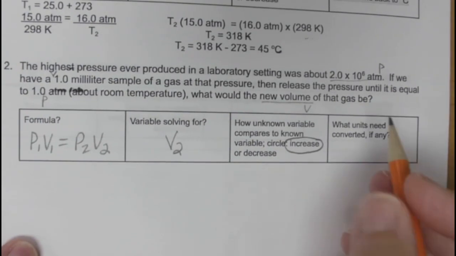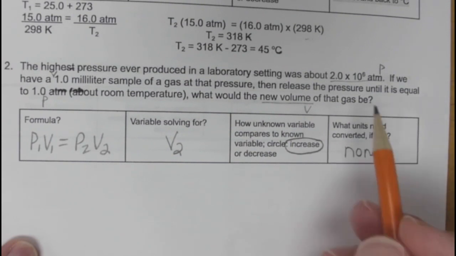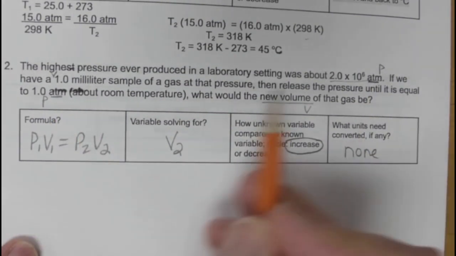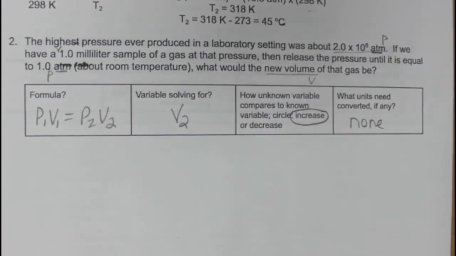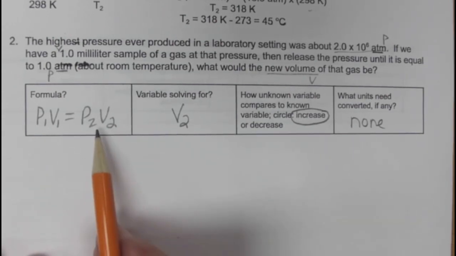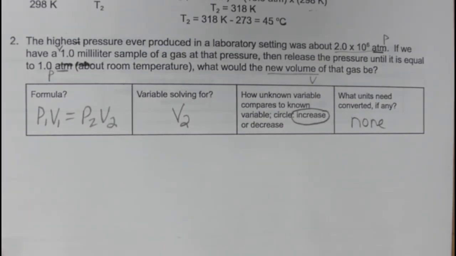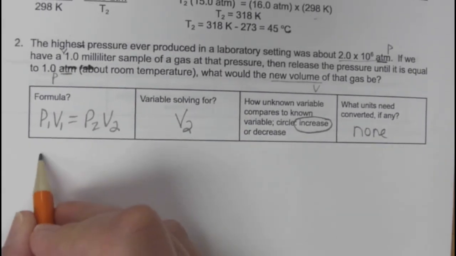And we don't have any units we need to convert. We don't have any temperature that needs to be in Kelvin. The pressures are given in the same units. Doesn't matter what the unit is, they just have to be the same. So now we're ready to solve this one. I recommend rearranging this equation to solve for the variable you want before you put your numbers in. But if your algebra is good, you won't need to. We want V2, so we're going to solve for V2.